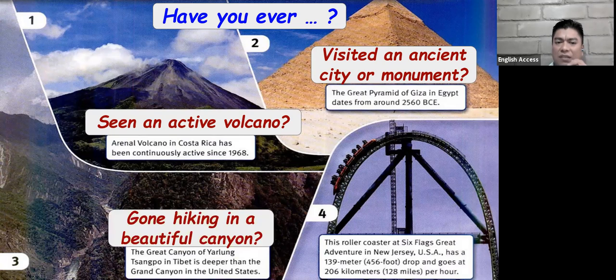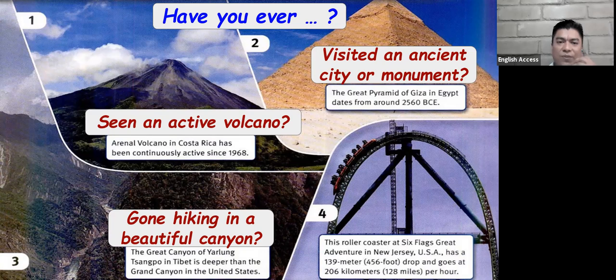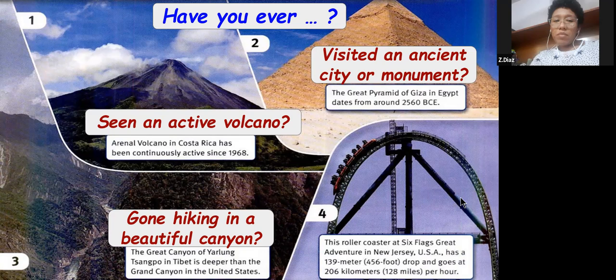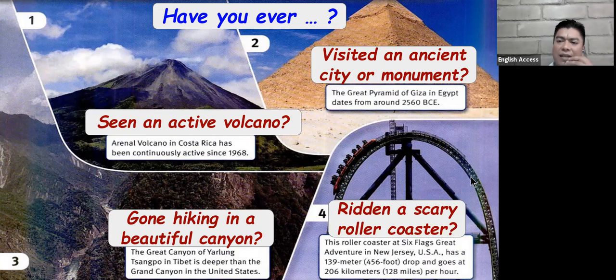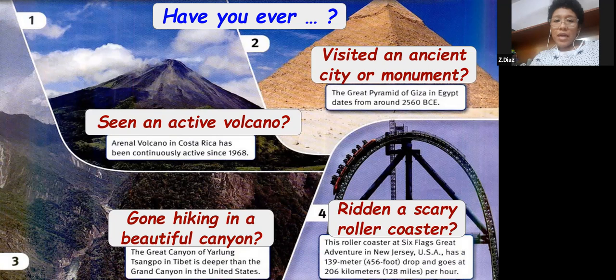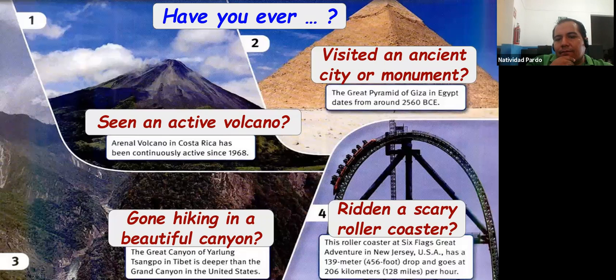What about number three? Have you ever gone hiking in a beautiful canyon? No, I haven't, but I would like to try it. Nice. Not in a canyon, but in great mountains, yes. Okay, very nice. And number four, have you ever ridden a scary roller coaster? No, I haven't. Yes, I have. Six Flags. Yes, I have. Sue?